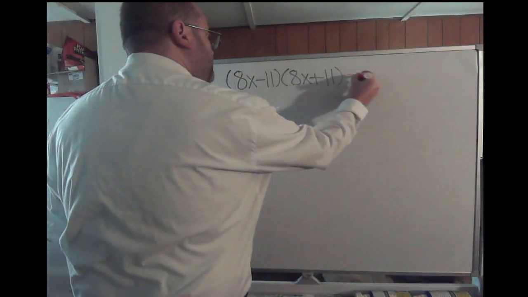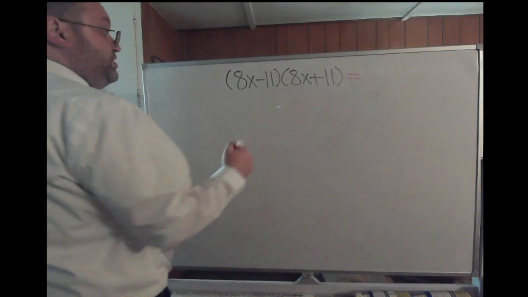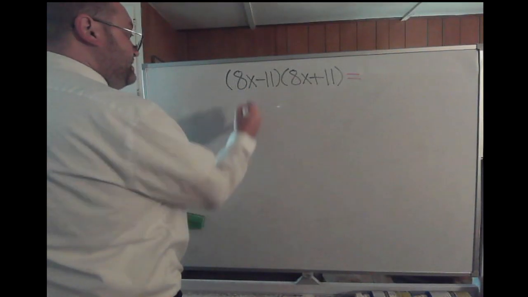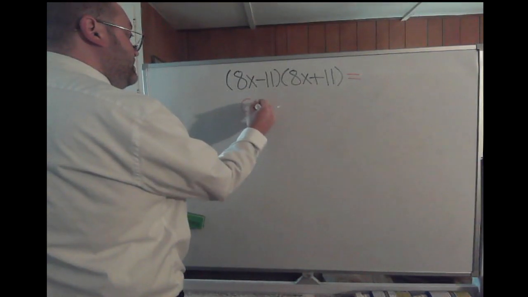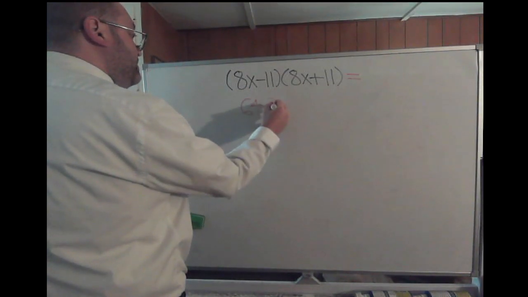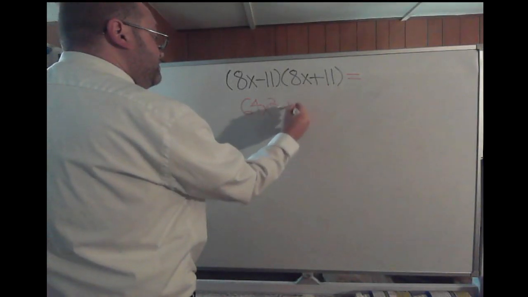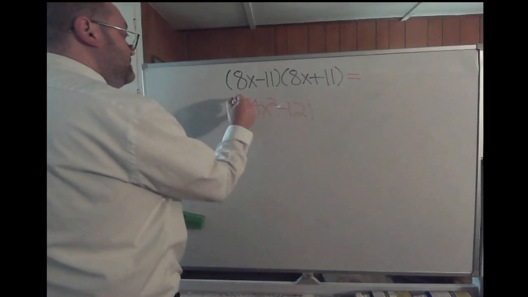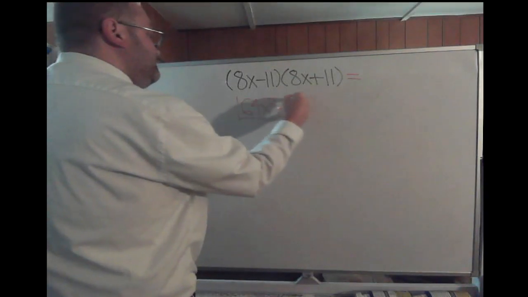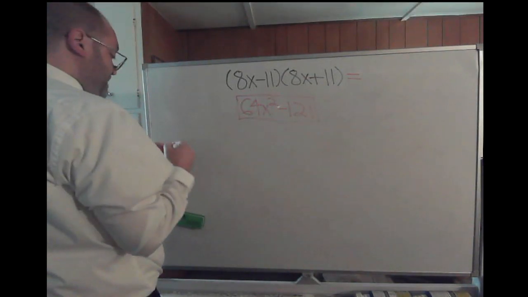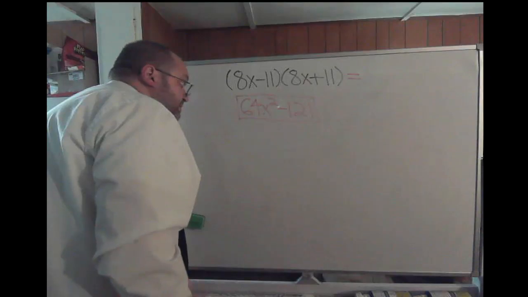Well, what we're going to do, take our 8x times 8x, that would give you 64x squared. Then we got negative 11 times positive 11, that'd be negative 121. So the answer you should get is 64x squared minus 121.